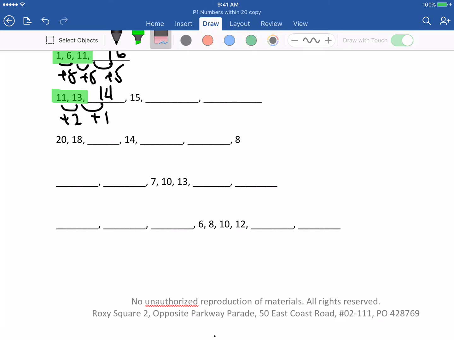Okay, we skip this one. I think there's actually some error for this one. Okay, so we scrap this one.